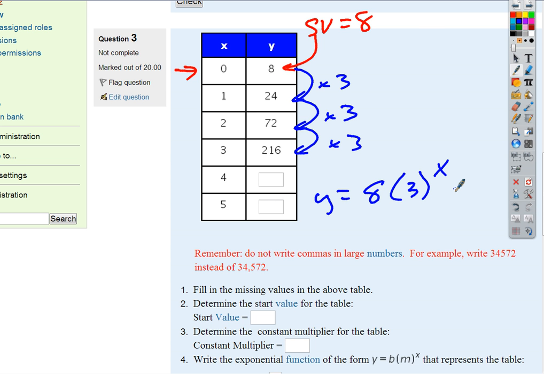What is the 1, 2, 3, 4, 5 thing? The left side, in the x. Oh, well, that's so when x is 1, we get that, right? If I put 1 in for x, I get 8 times 3. If x is 2, I get 8 times 3 squared, which is 72. Okay. Does that make sense? Yeah. Okay.